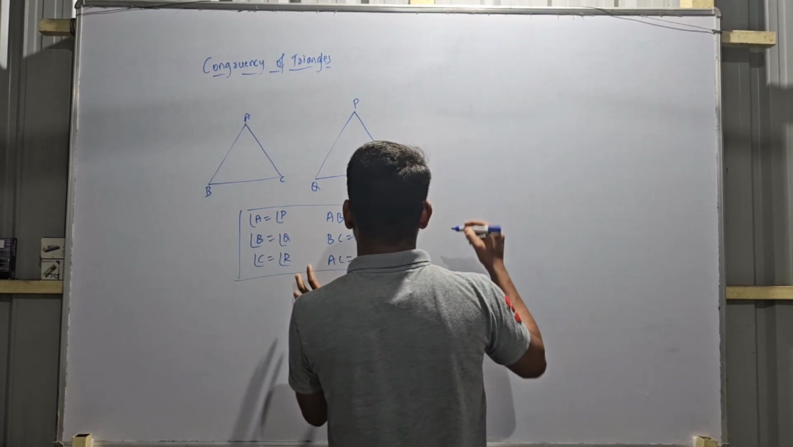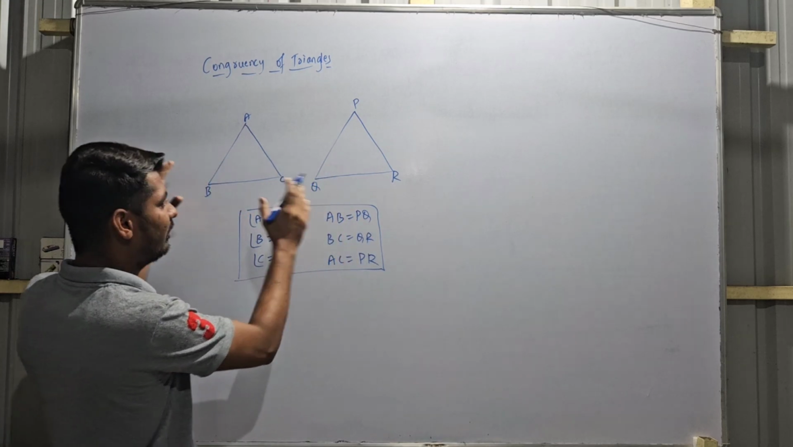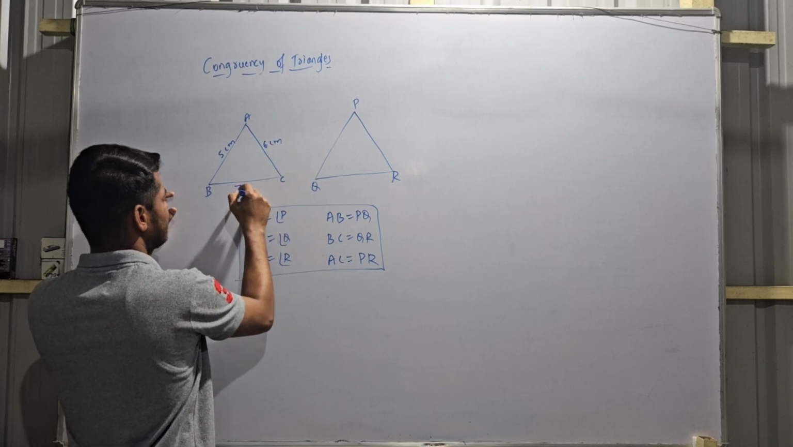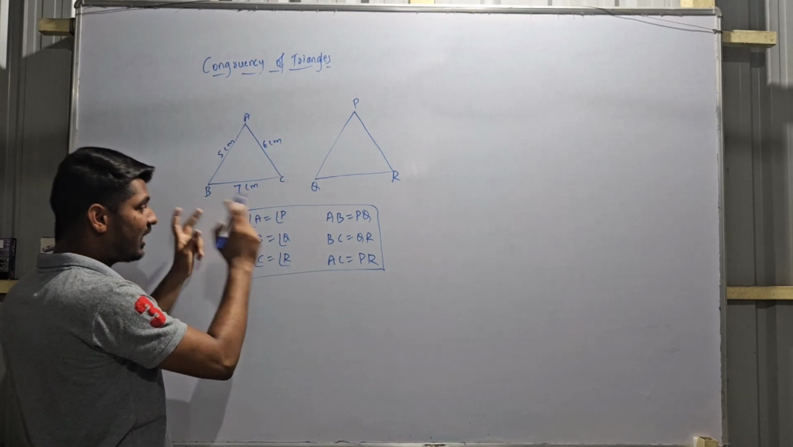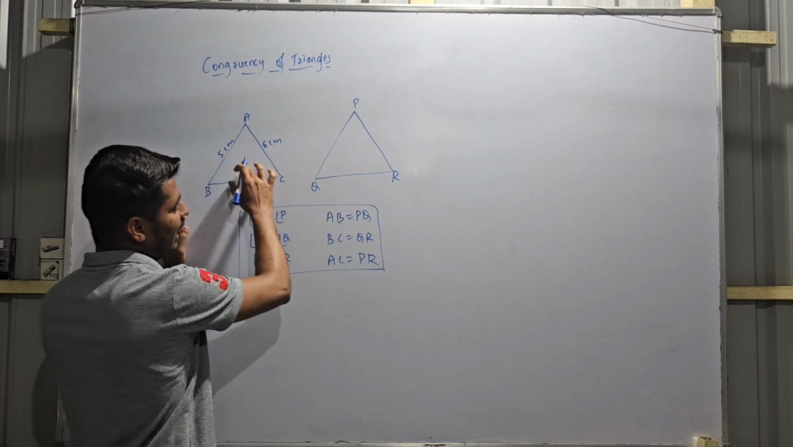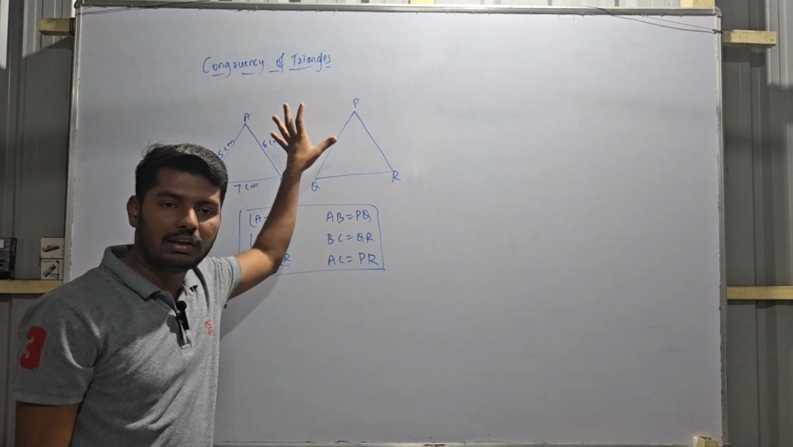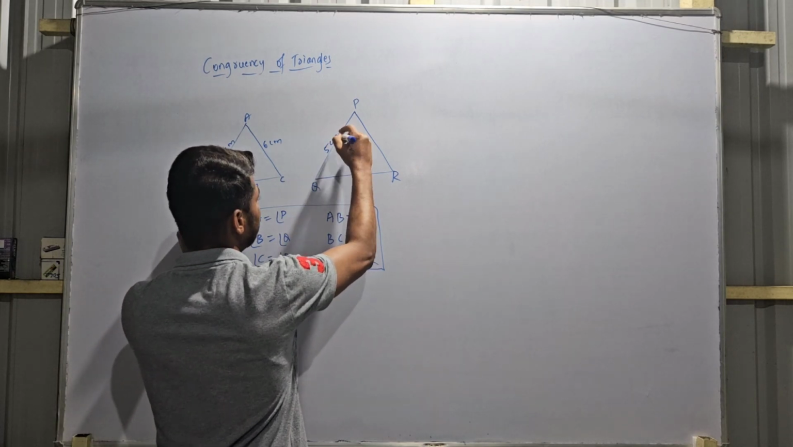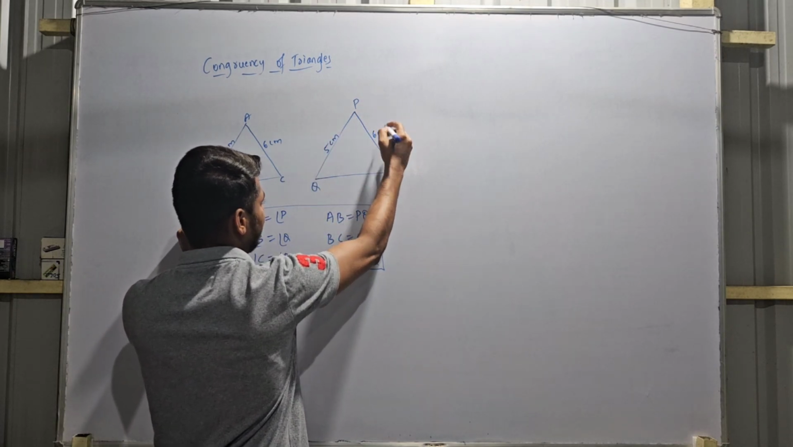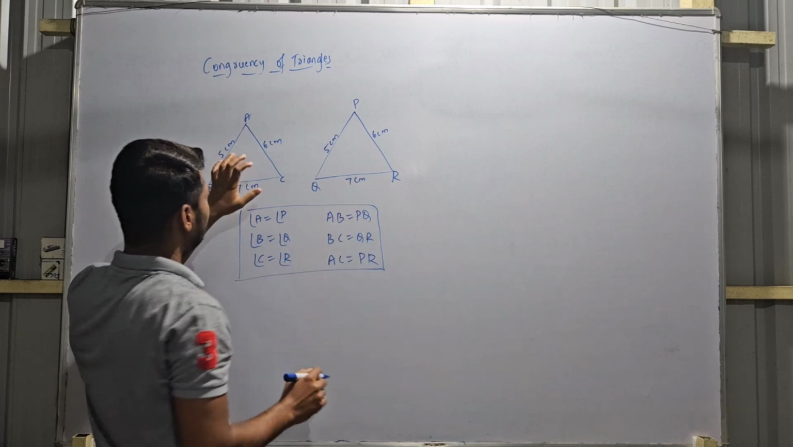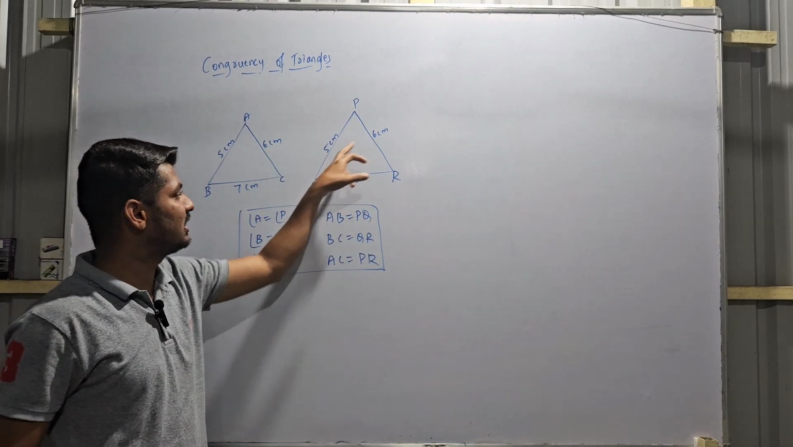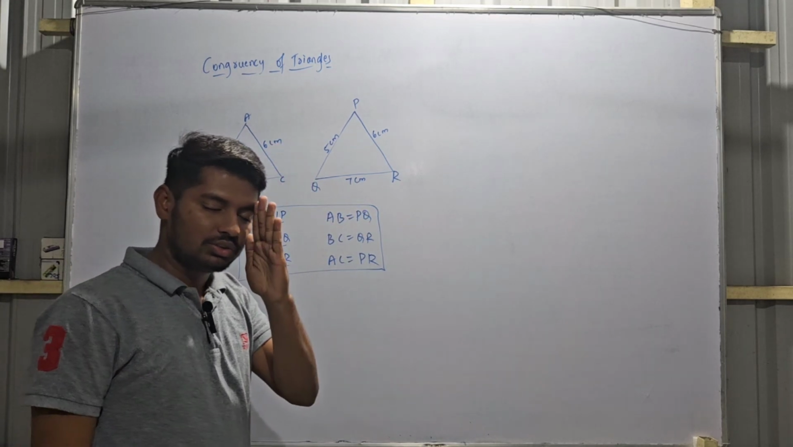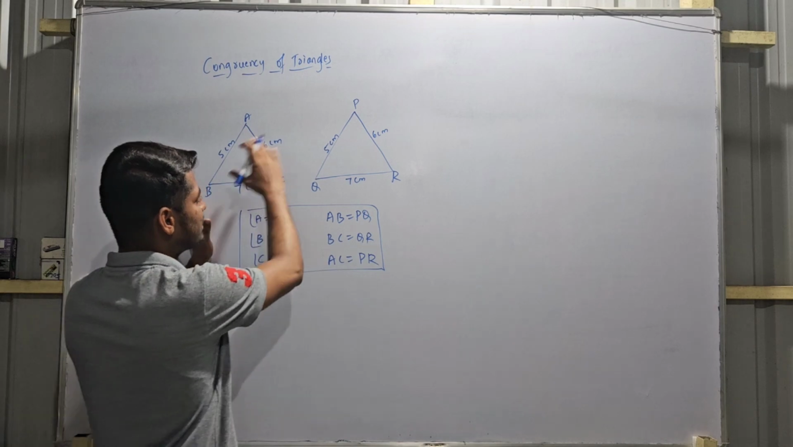For example, in the same triangles, I will take this as 5 centimeter, 6 centimeter, and this as 7 centimeter. If I need these two triangles to be congruent, I have to choose this triangle with corresponding sides equal. Here, if this side is 5 centimeter, this is 6 centimeter, and this is 8 centimeter, they will not be congruent. So for congruency, all the sides must be equal.